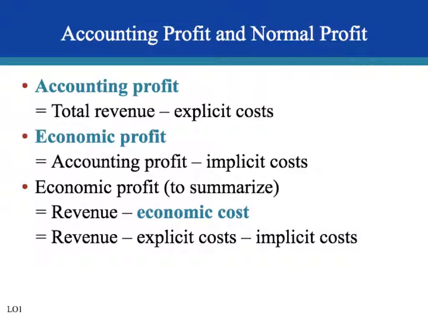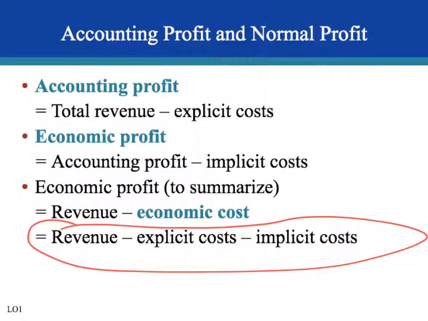Okay, so accounting profit is total revenue minus explicit costs, but economic profit is accounting profit minus implicit costs. Okay, so economic profit includes implicit costs, whereas accounting profit doesn't. I know I'm repeating myself, but it's a very important point because you will get different profits in most scenarios once you include implicit costs.